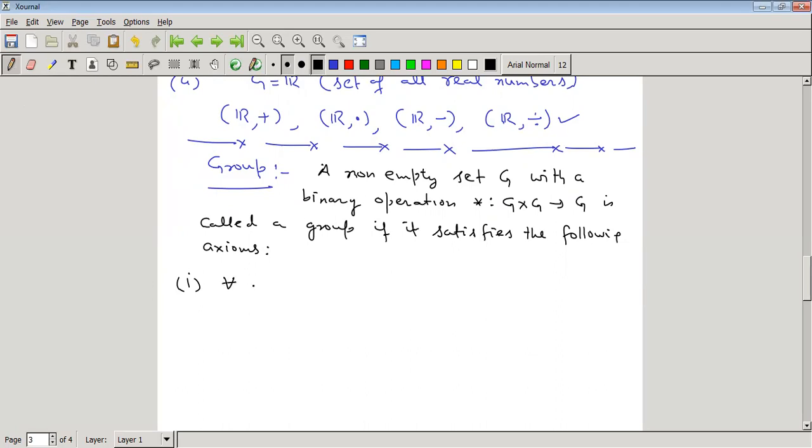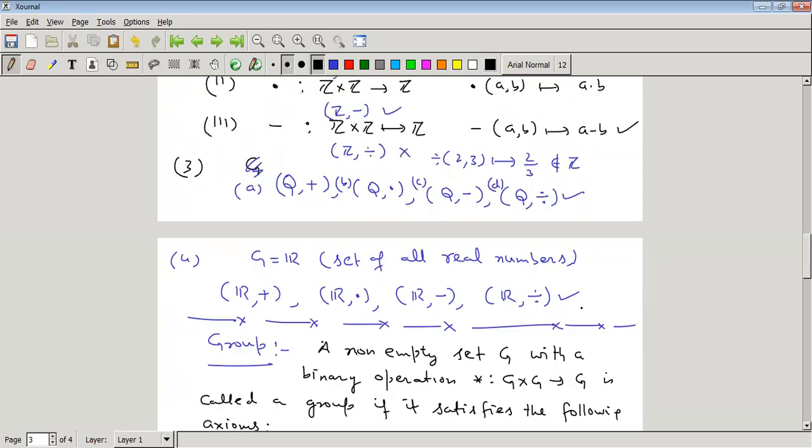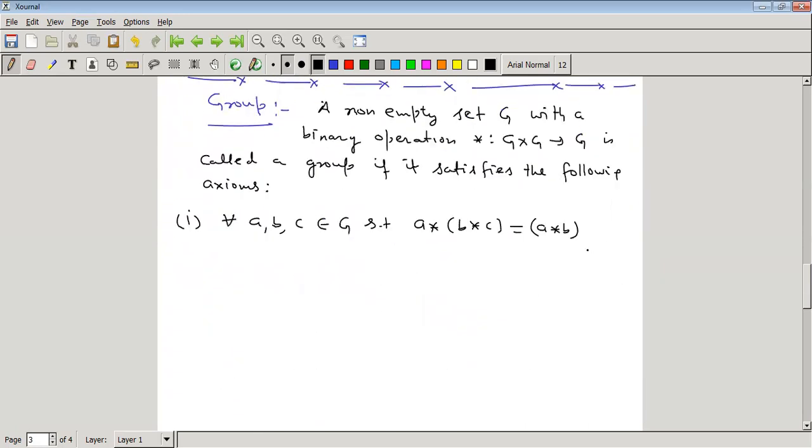So given any a, b, c belongs to G, a star b star c is equal to a star b star c. So this is associativity under the binary operation star.